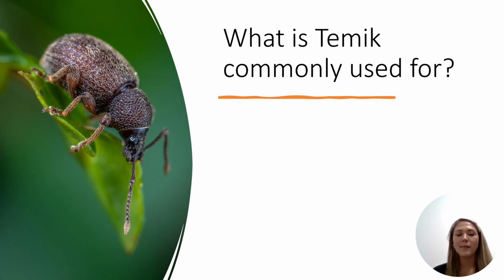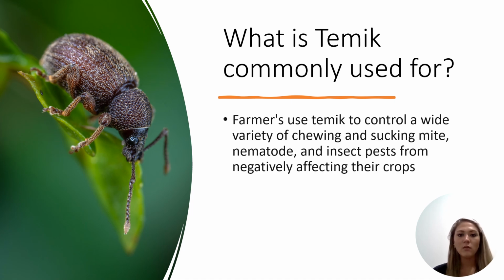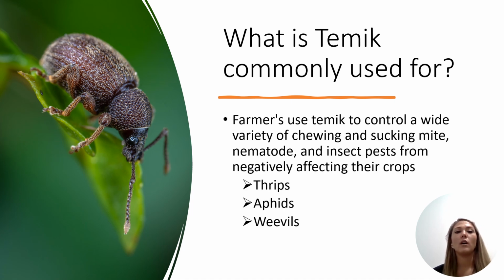What is Timic commonly used for? Well, farmers use Timic to control a wide variety of chewing and sucking mite, nematode, and insect pests from negatively affecting their crop yield. A few of these pests include, but are not limited to, thrips, aphids, and weevils.